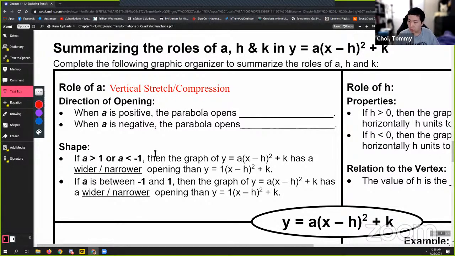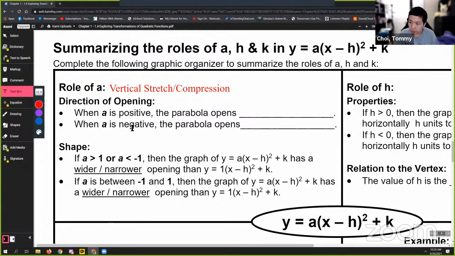The reason why it's either or is because it depends on if you're making it wider or narrower. When it's more narrow, it's as if you're pulling, and thus it's called a stretch. If you're making it wider, it's like you're compressing it to make it wider, which is why it's called a compression. We'll go through the examples here once again.